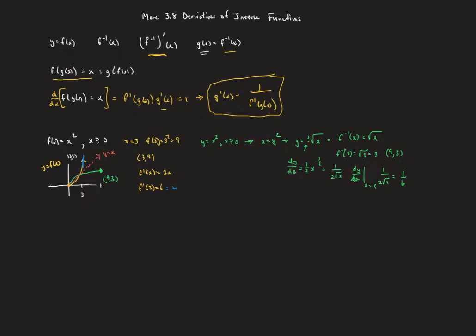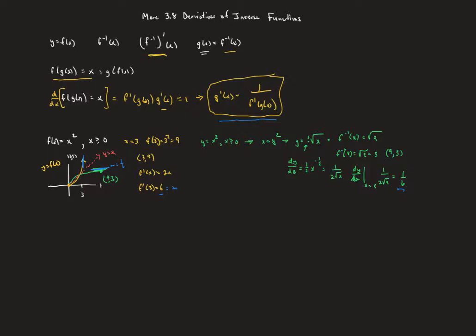So the claim then is that the slope of the tangent line here, let me choose a different color, I'm going to go with the blue again, the slope of the tangent line here is 1/6. So you can see that they are reciprocals of each other: the slope of the tangent line at its point is the reciprocal of the slope of the inverse function at its point, which is what this is actually saying.